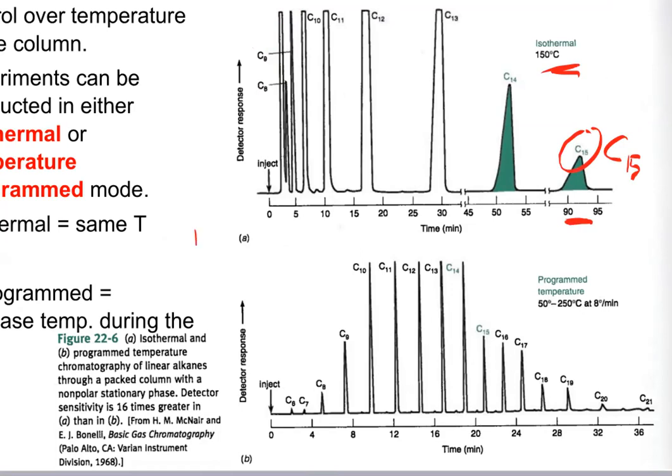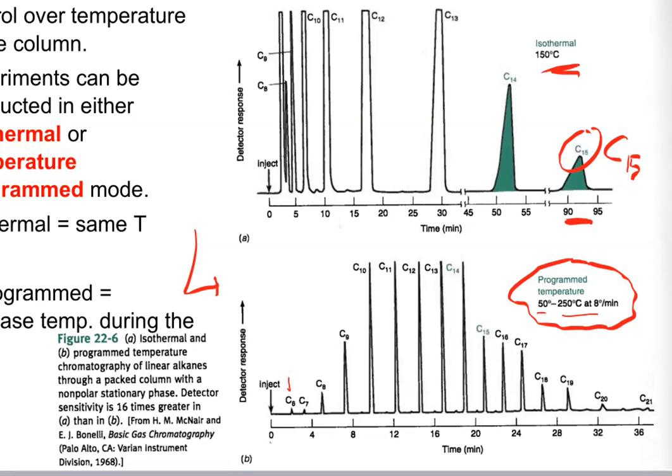Well, we can. We can run isothermally, or sorry, use temperature programming. Now in temperature programming mode, we're going to start off at a lower temperature, say 50. We're going to ramp it up to 250 at 8 degrees per minute. So we're slowly increasing the oven temperature. We inject our sample and we wait to see what we see.